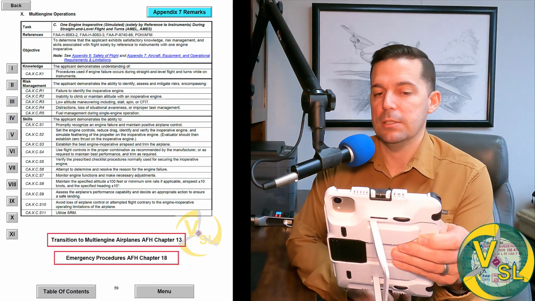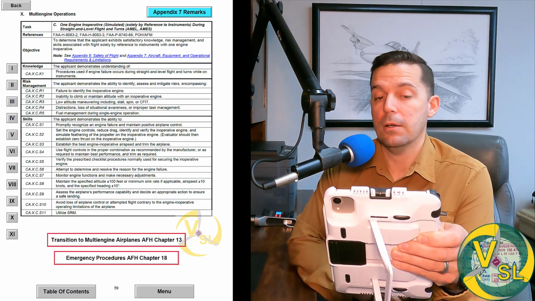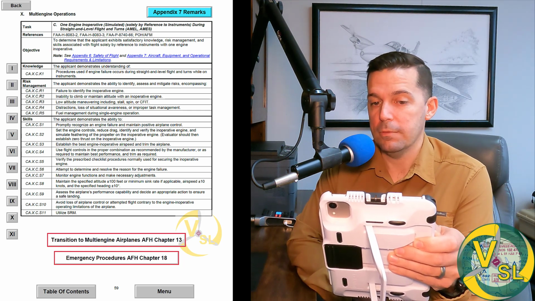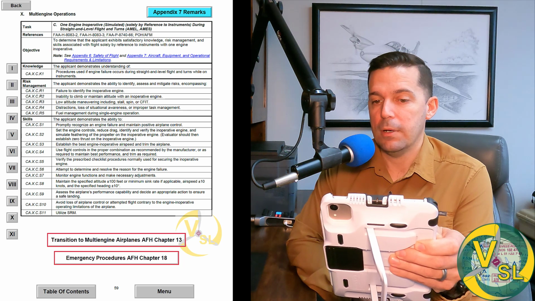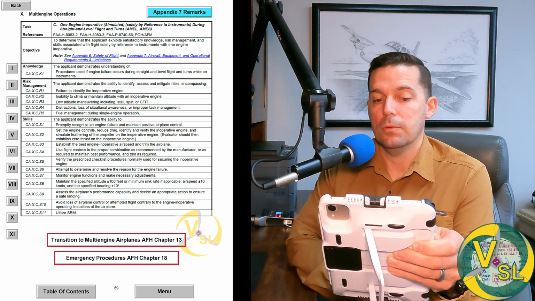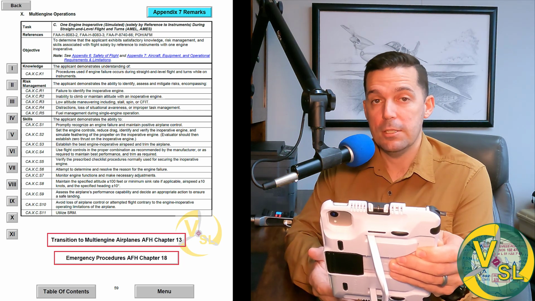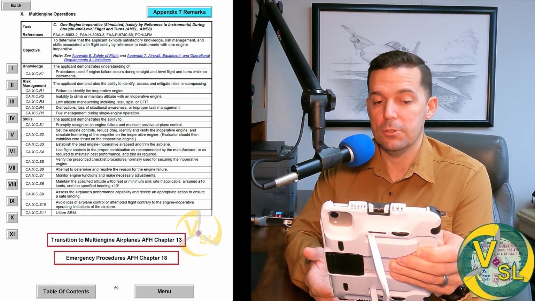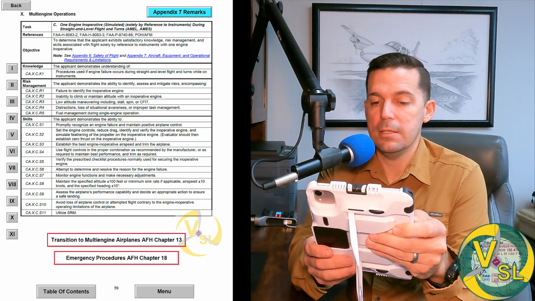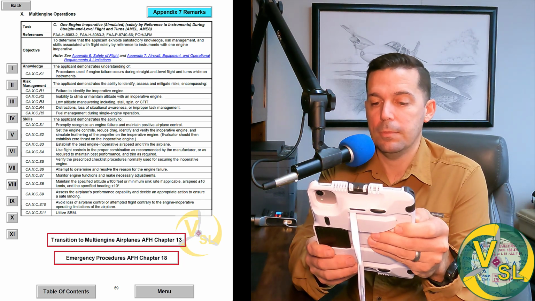The next one is Area of Operation 10, Task C, one engine inoperative, simulated, solely by reference to instruments during straight and level flight and turns. So this is just flying the airplane with one engine inoperative, straight and level and in turns. There are 11 skills here. Skill 1, promptly recognize an engine failure, maintain positive airplane control.